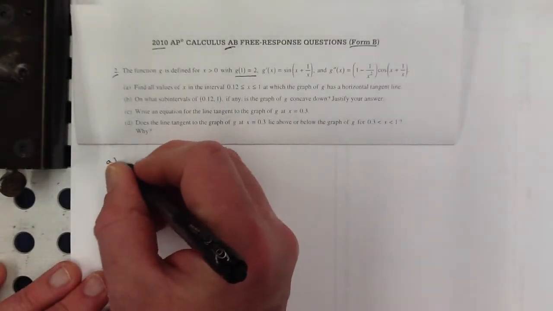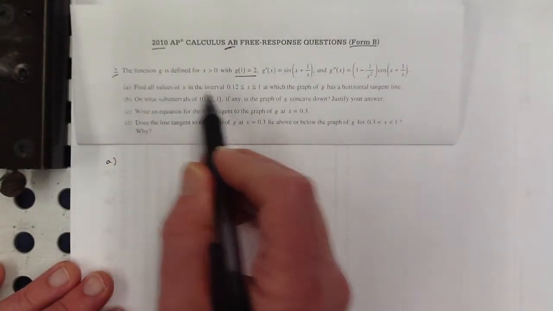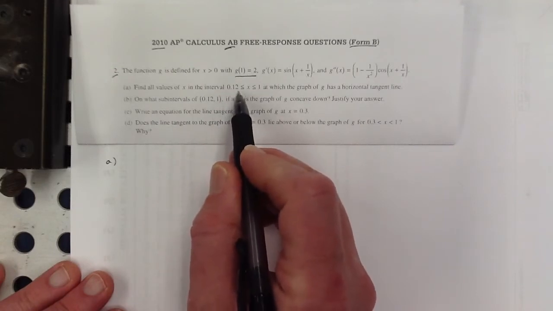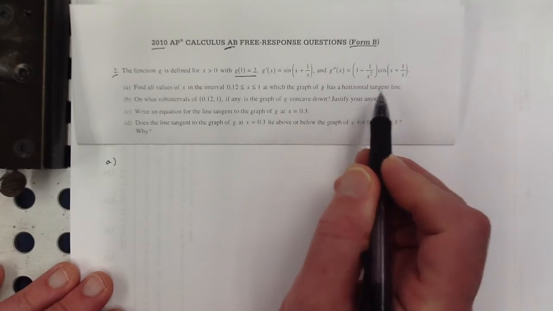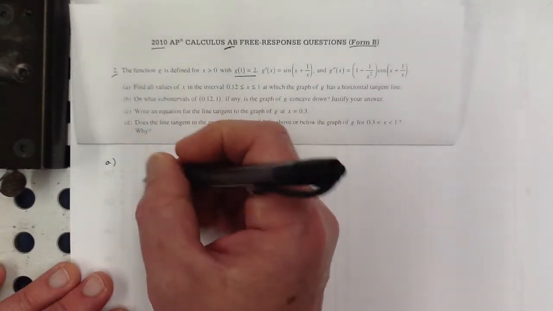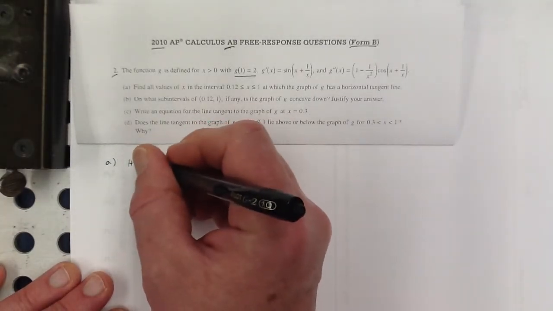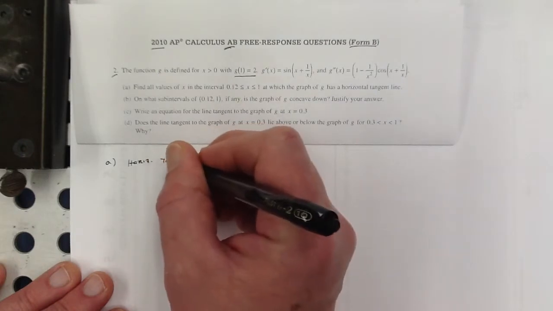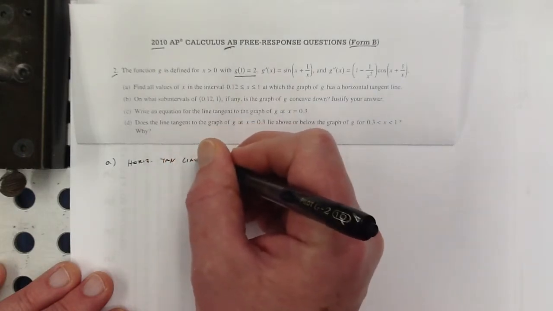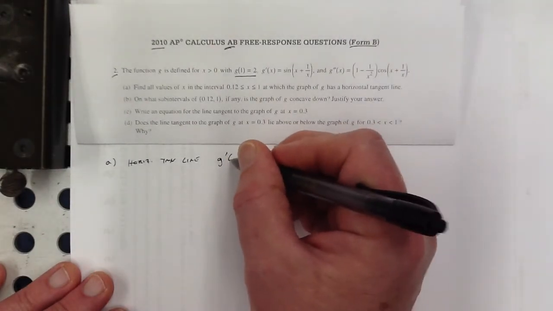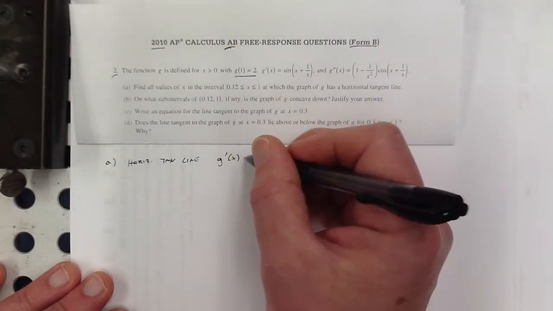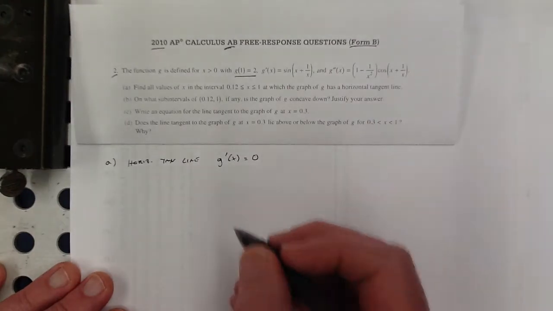For part A, find all values of x in the interval from 0.12 to 1 at which the graph of g has a horizontal tangent line. So you want a horizontal tangent line. Well, that's a slope of 0, so that would be when g prime of x equals 0.